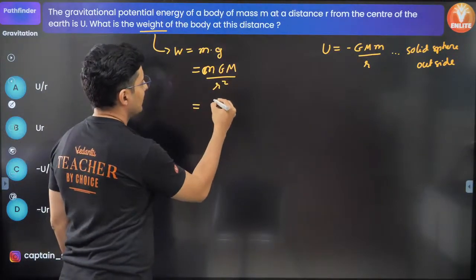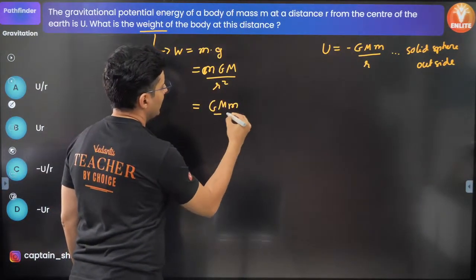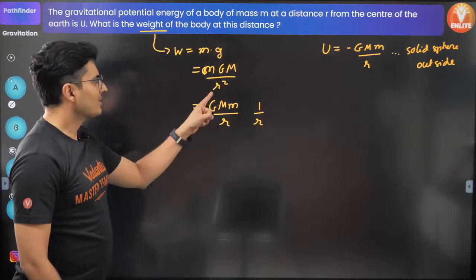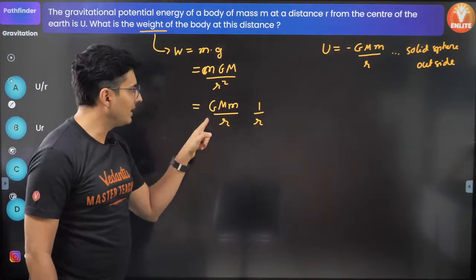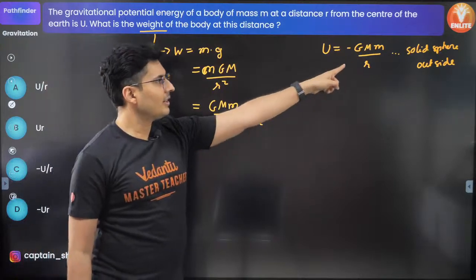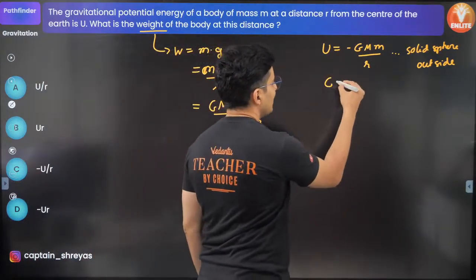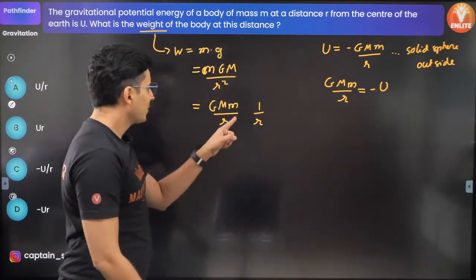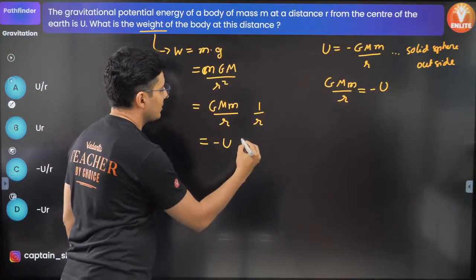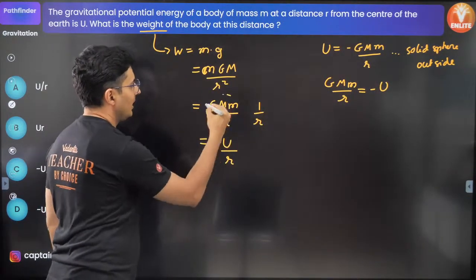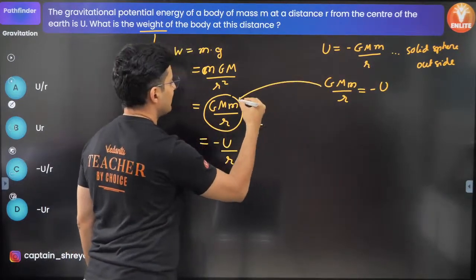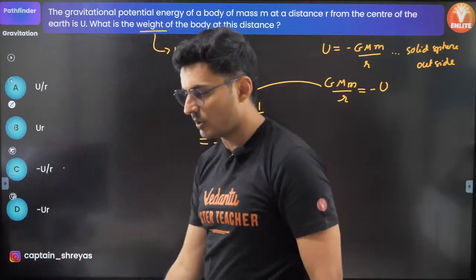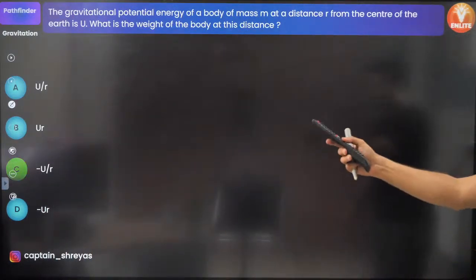You will notice there is GMm by r over here, and there is 1 by r separately. Write this r separately. Now GMm by r, if you notice, technically is minus U. So just replace this with minus U divided by r. That's all I have done. So it will be minus U by r, which is option C, of course. Yes, Anmol, that's the correct answer.